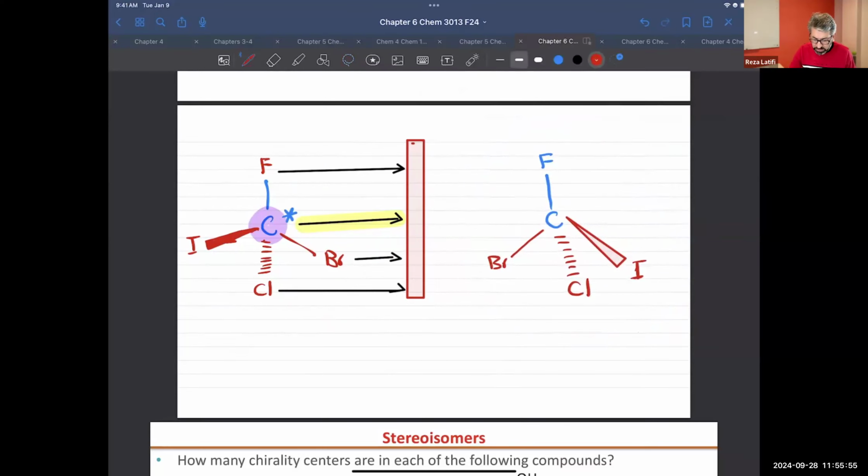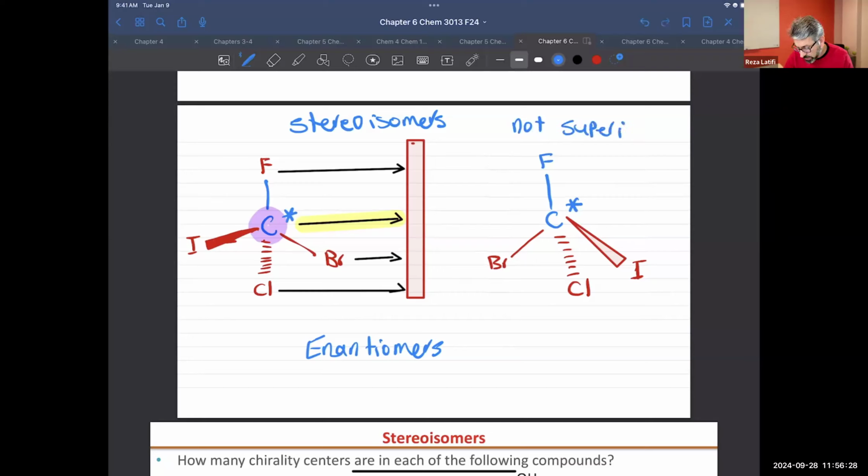Okay, so these two, I'm going to call them non-stereoisomers. Okay, these two are stereoisomers. We have two structures. They are mirror images of each other, but they are not superimposable, and that means you're dealing with enantiomers.